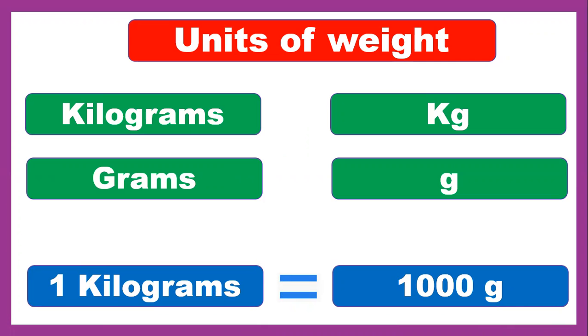So in the previous class we learned that when we compare length we use meters and centimeters. But when we compare weight we use kilograms and grams. So in 1 kilogram there are 1000 grams.